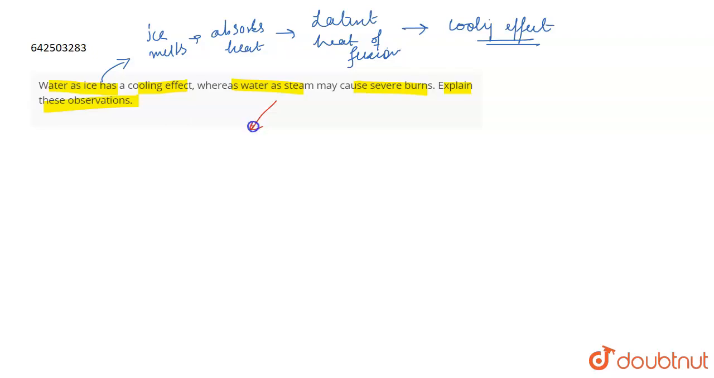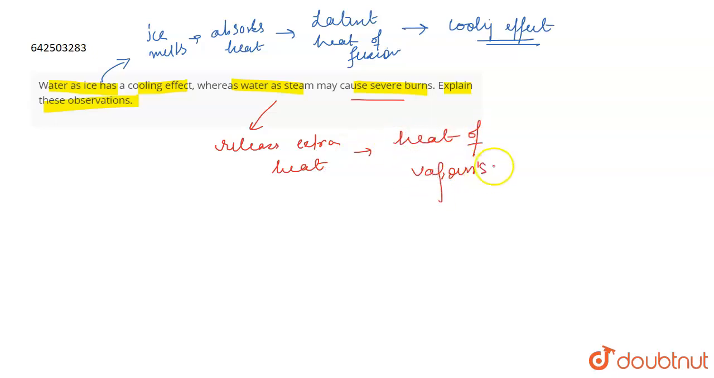Whereas if we talk about water as steam, when water is hot and acts as steam, it causes severe burns. Why? Because it releases extra heat, in the form of heat of vaporization. And from where does this extra heat come? This heat comes from the heat that water has absorbed during the process of conversion to steam. So it releases that extra heat in the form of heat of vaporization and causes burns.